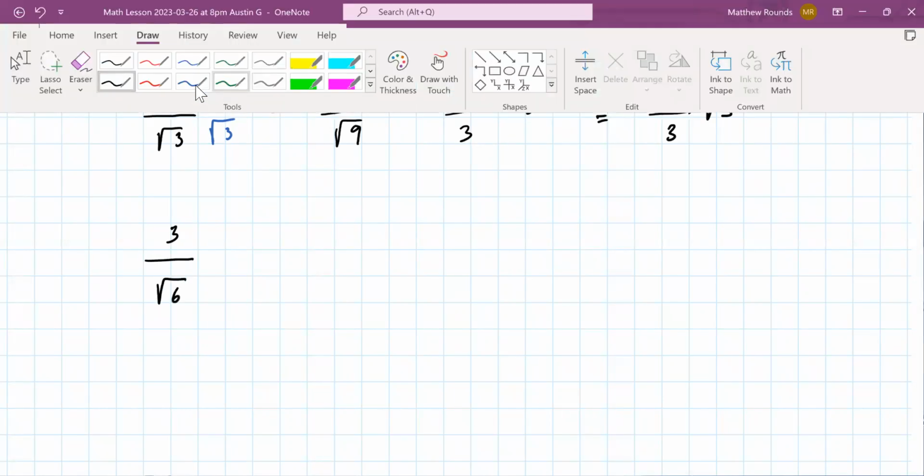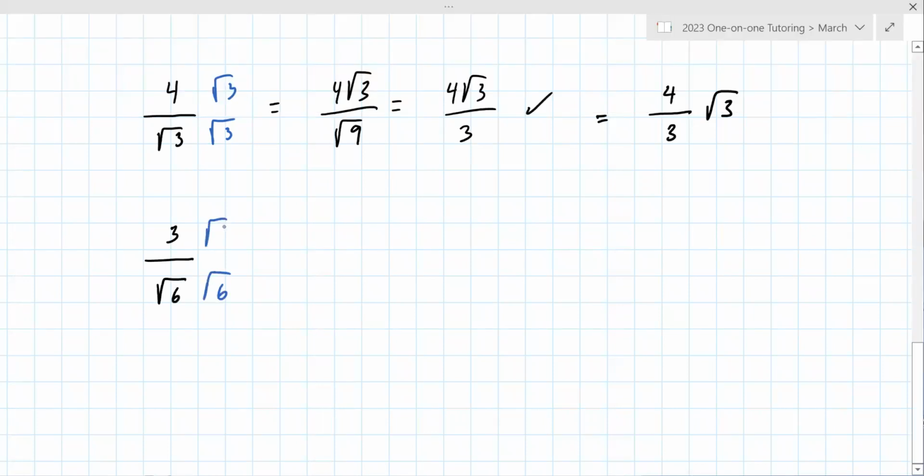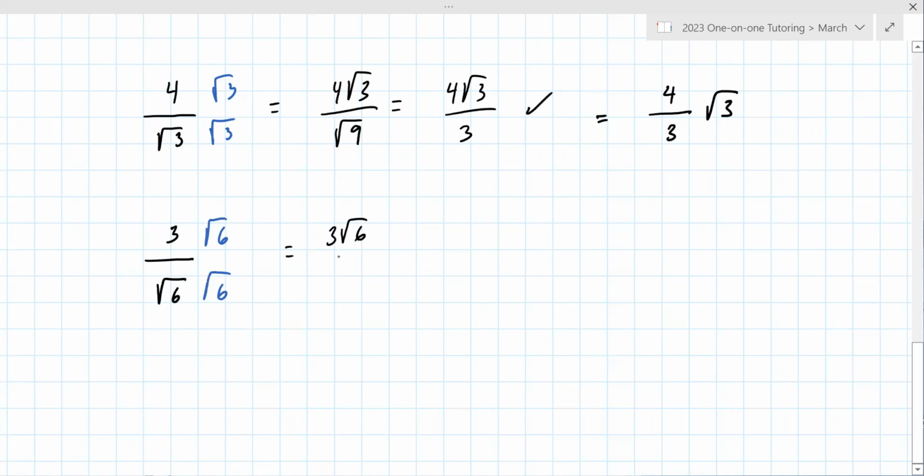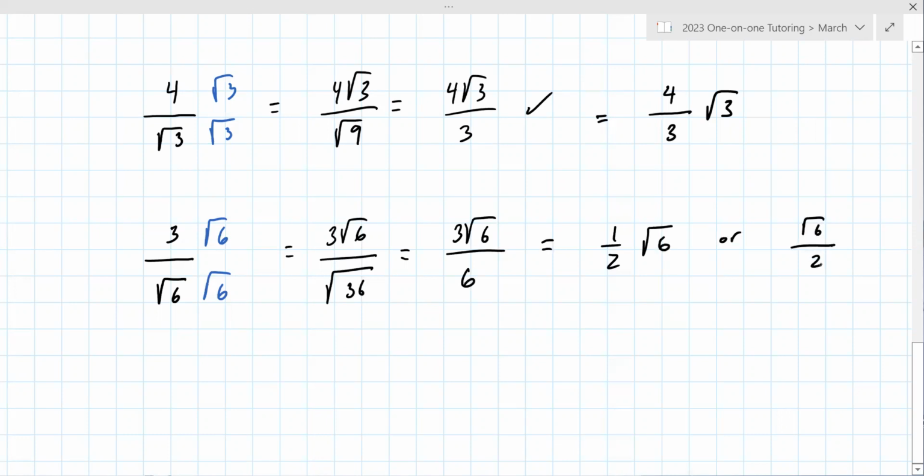Here's another type of problem you might see. We're going to rationalize the top and bottom by multiplying by the square root of 6. So in the numerator, it's 3 square root of 6 over the square root of 36. The square root of 36 is 6. So you've got 3 over 6. That reduces. That's really 1/2. Now you could write it like this, 1/2 out in front, or you could put the square root of 6 in the numerator, 2 in the denominator. And that would also be okay.